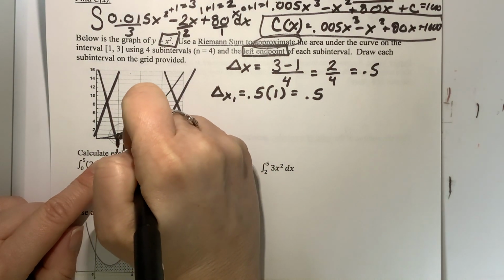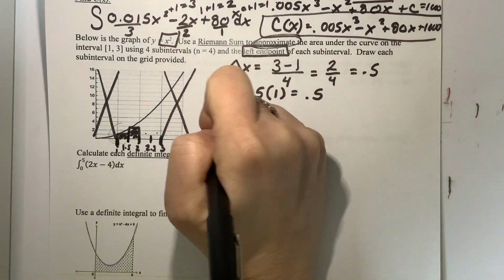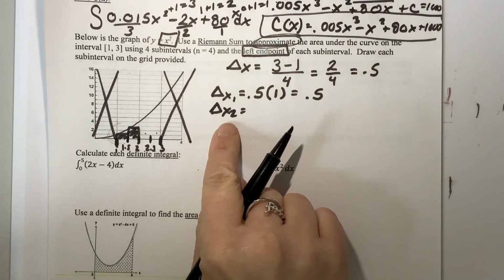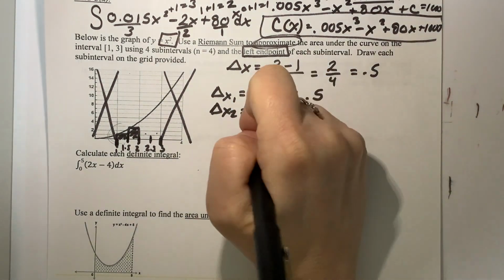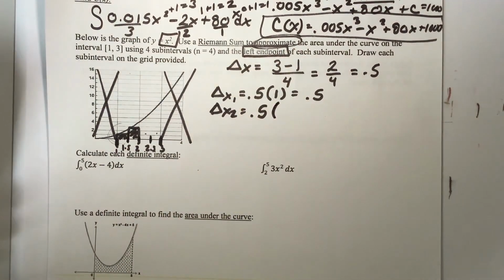We're going off of the left, so for a visual, that's what it would look like. Delta x2, the 2 because it's the second rectangle. 0.5, the width will always be the same. Now to find the height.